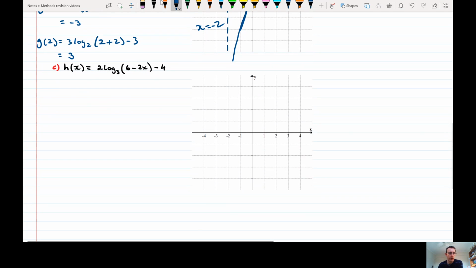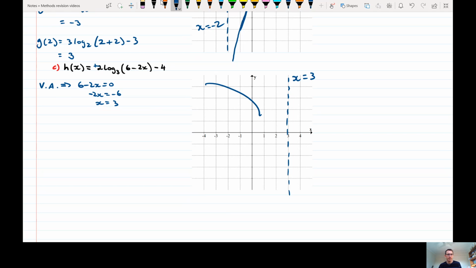Final one, same idea. You're going to have the vertical asymptote first. 6 minus 2x equals 0. The other two you could see straight away what the asymptote was, but if you get in the habit of putting the bit inside equal to 0, you can deal with any asymptote thrown your way. And you get x equals 3, which is going to be down here. Remembering always that the vertical asymptote is x equals. We have a negative 2x this time, which means the graph is going to be coming from the left-hand side. And a positive 2, so it's still going to be coming from up there.